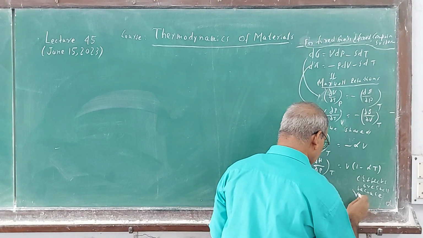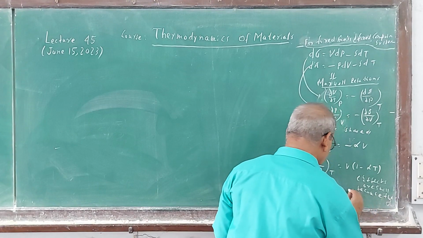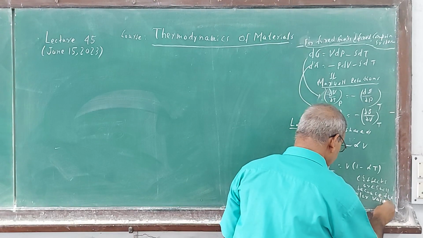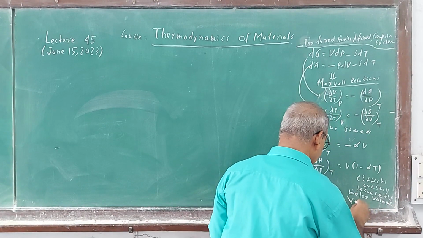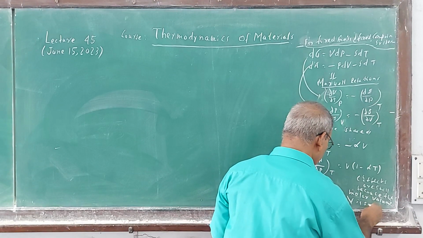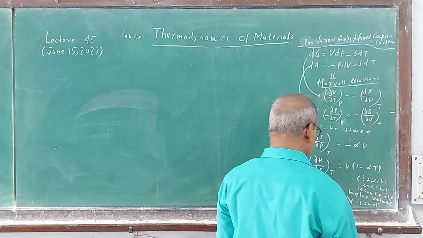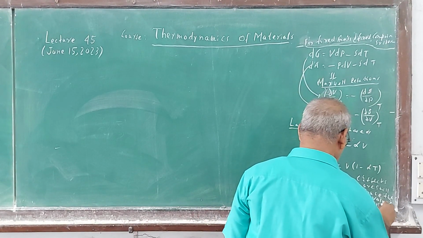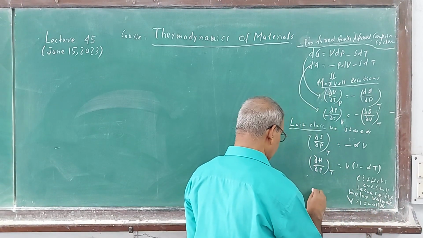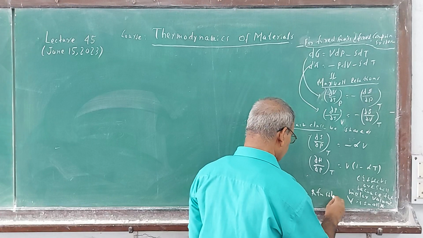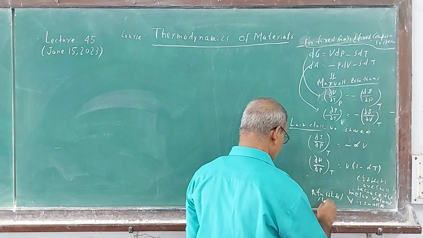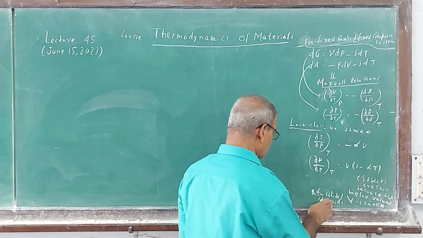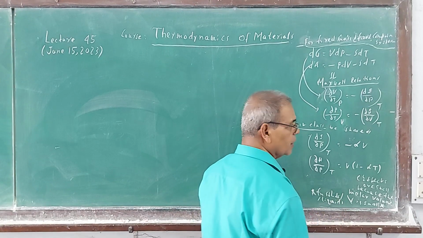V is the molar volume, and the molar volume is small. This I said already. V is small for solids. Effects are small because volume V is small for solids and liquids, which are called condensed phases. Now what is remaining?